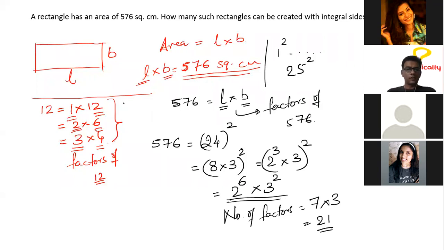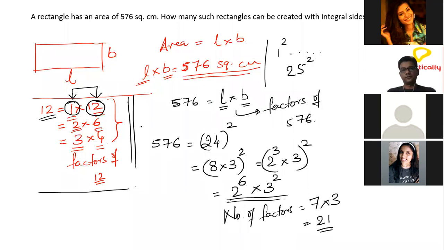Now what am I looking into? If I concentrate on the left hand side, I am looking into an area of 12. And how do I get this area 12? I get this area 12 by multiplying two values which are factors of 12. So I have to pick two values at a time to multiply and get 12. Similarly, if I have to get an area of 576, I have to pick two factors at a time.